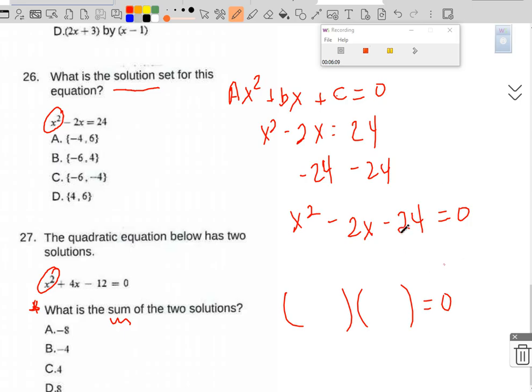So to determine that, I'm going to look at my constant, and I'm going to look at the coefficient of my middle term. Are there two factors, one positive and one negative, so that's a negative 24, that if I multiply them, I get negative 24, but if I add them, I get negative 2? Anybody think there are two factors that would work?